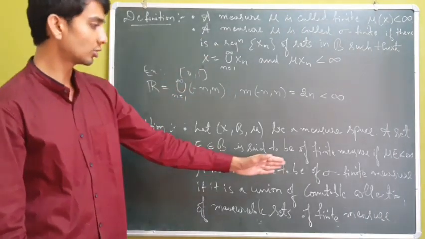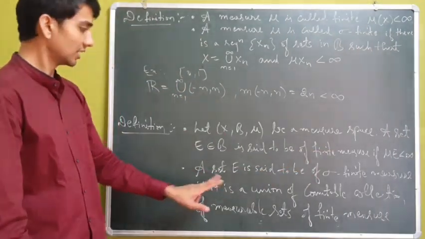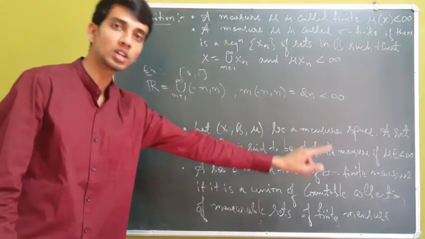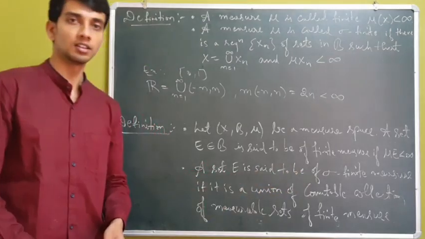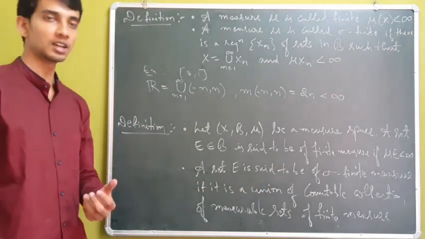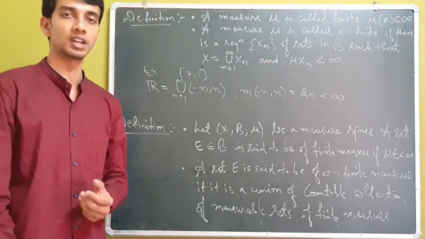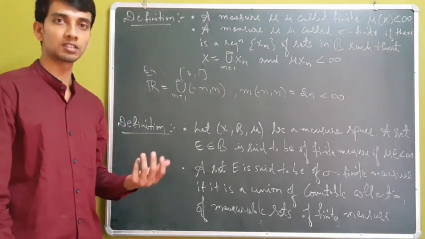A set E is said to be of sigma finite measure if it is a union of a countable collection of measurable sets of finite measure. So these are the definitions regarding finiteness and sigma finiteness. Let me see some remarks regarding this.